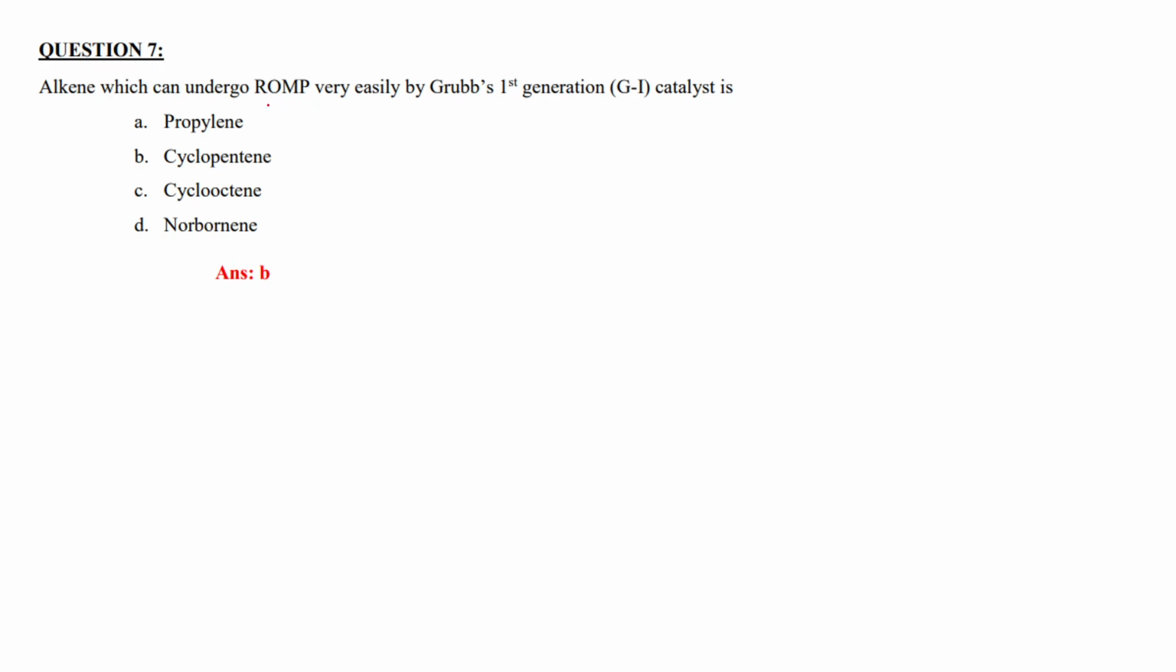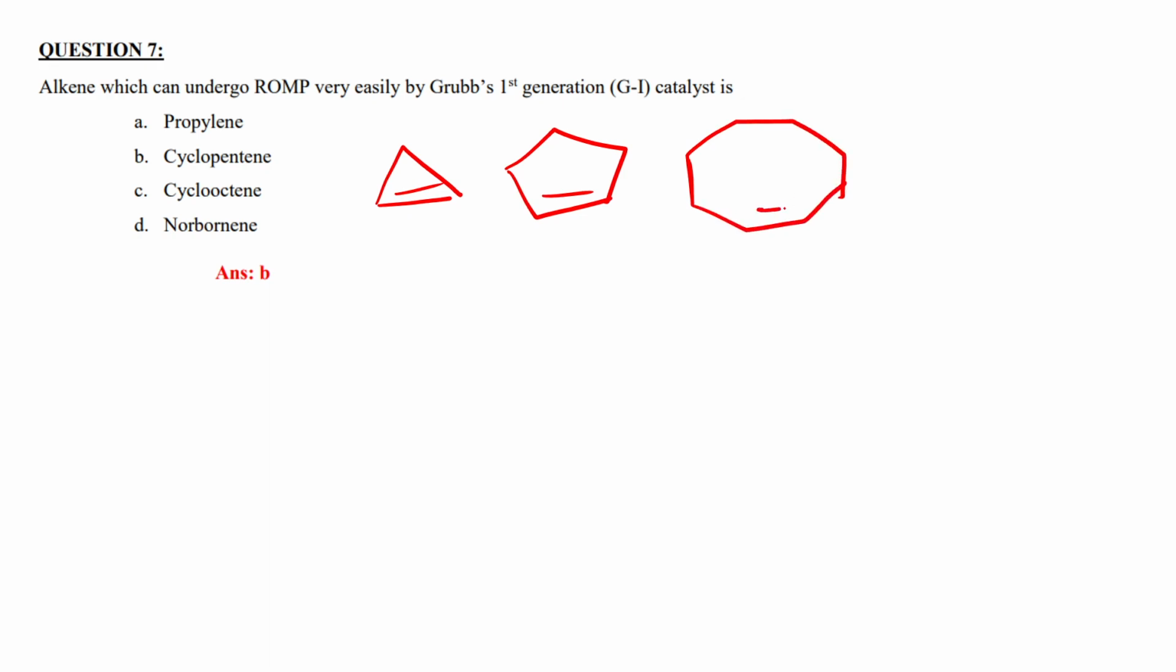Now, alkene which can undergo ring opening metathesis polymerization, the Grubbs generation 1 catalyst is of this type.